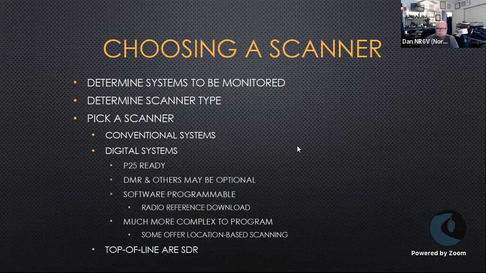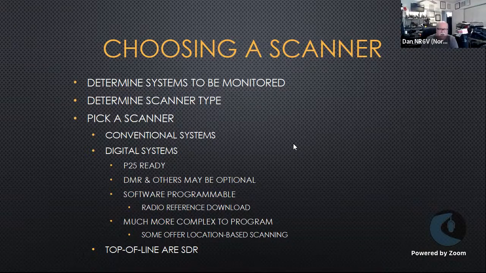Digital systems. In a digital scanner, they typically come with P25 ready. Unfortunately, most of the Uniden scanners, if you want DMR or any of the others, you have to pay an extra fee for those. They're downloadable, so you don't have to physically have the scanner updated. You can do it yourself. They're virtually all software programmable, and again, you can do the Radio Reference download.